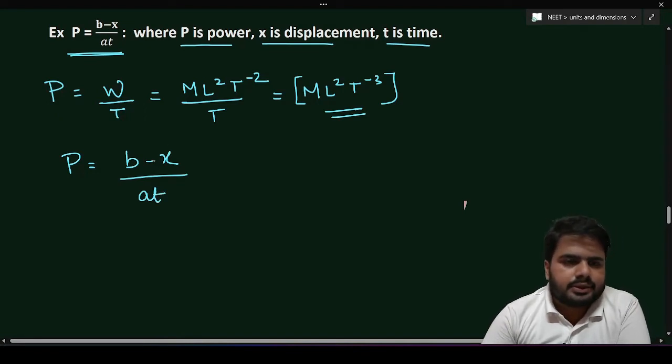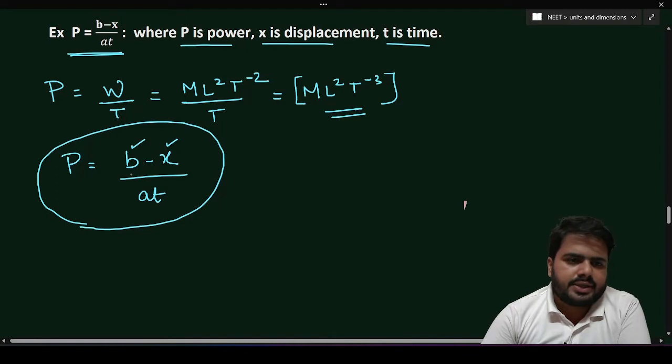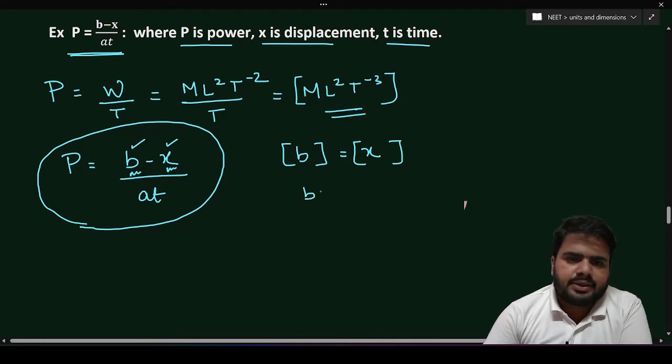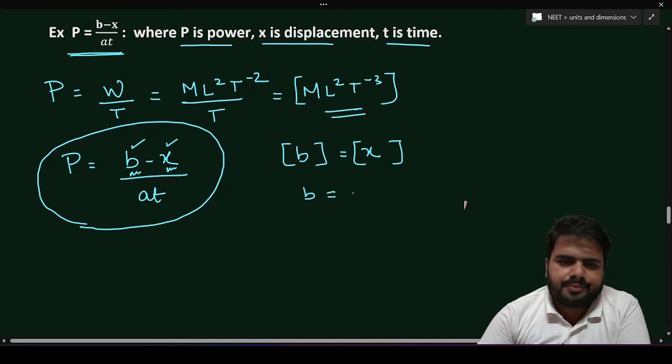Clear? So you can see here that B and X, they are subtracted from each other. Okay. So in this whole equation you can see that these two quantities B and X are subtracted from each other. So the dimension of B must be equal to the dimension of X. So now it is very clear that dimension of B will be what? Dimension of B will be L only. Okay. So in this way you can find the dimension of B.